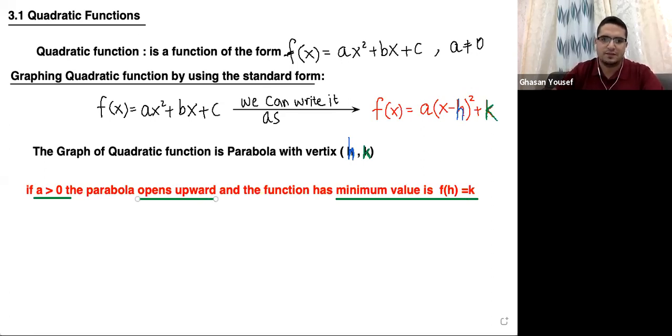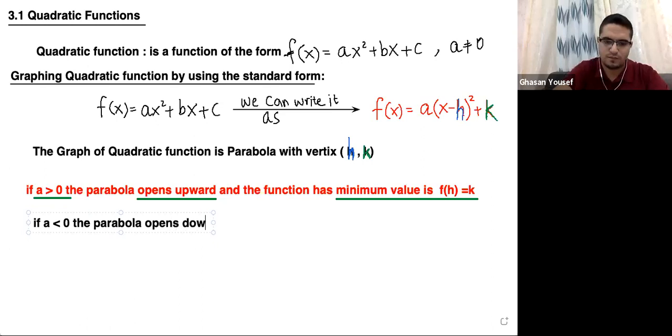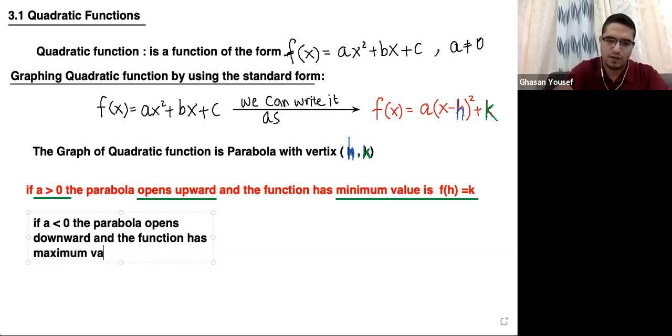Three important things. But now, if this a is a negative number, the parabola opens downward, okay? And also at the same time, the function has a maximum value. And this value is f of h equal k.